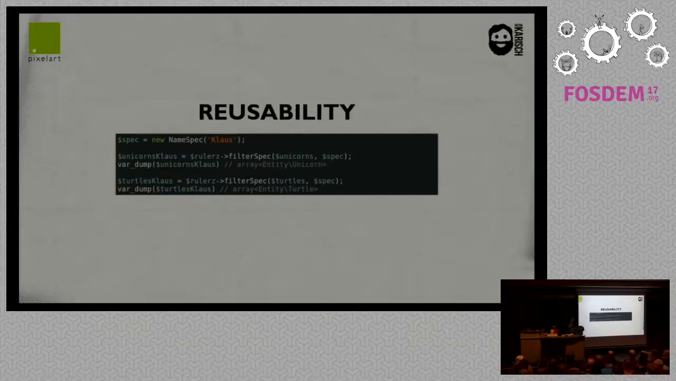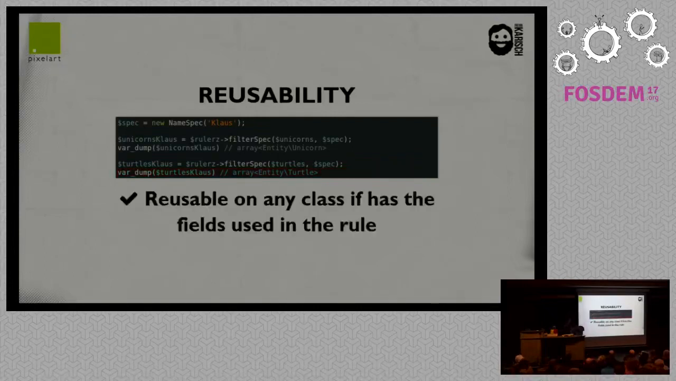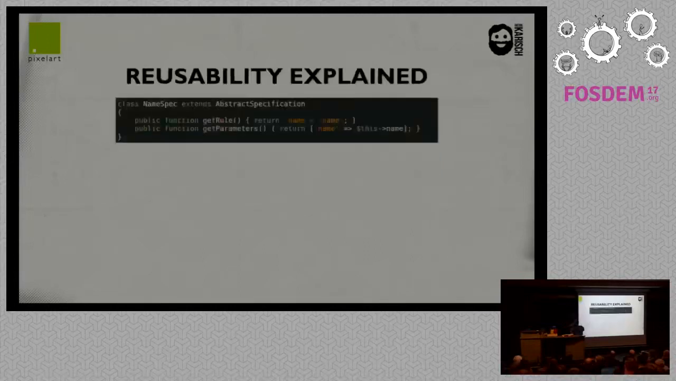Okay, the same goes for reusability on different types. We have a name spec Klaus. Klaus could be a unicorn, so we get an array of unicorns named Klaus, or Klaus could be a turtle. So we are filtering an array of turtles to get all turtles which are called Klaus. The same specification is used on different instance-typed arrays. So it's reusable on any class with the same properties which are asked in the business rule. Of course, in this case you have to design your domain, your models, clearly. You can't have name and title in two different properties and expect to reuse your specifications.